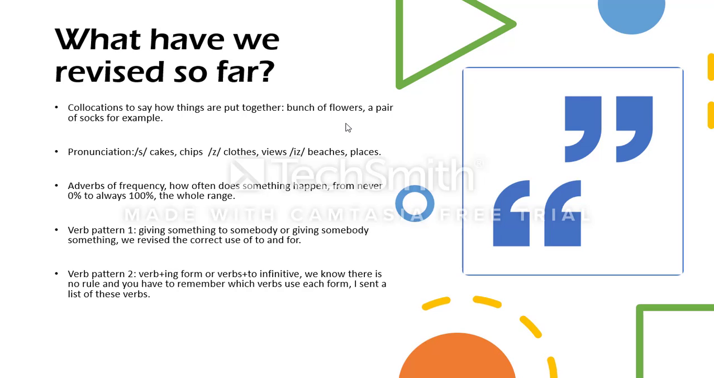The first one, which is verb pattern 1, which is giving something to somebody or giving somebody something. Here it was important to revise the correct use of to and for. As I told you in class, in Spanish, there's no difference. If you look up for the translation, both of them mean para, but in English you have to make the difference. Verb pattern 2, which is the verb plus ing form, or verbs plus to infinitive.